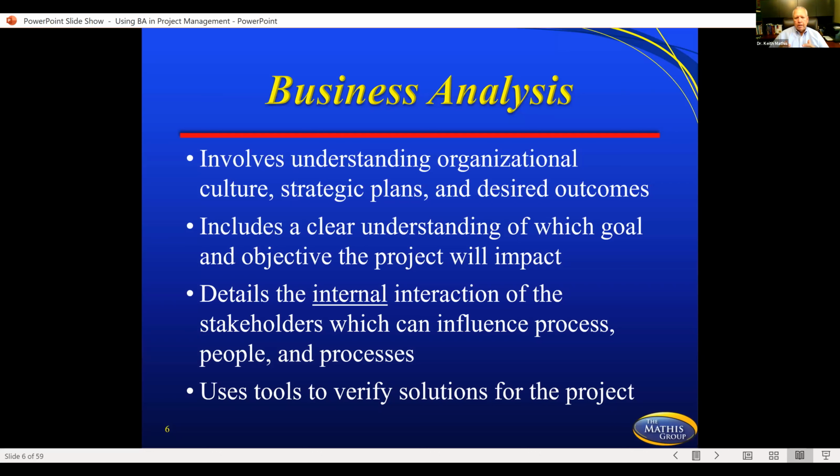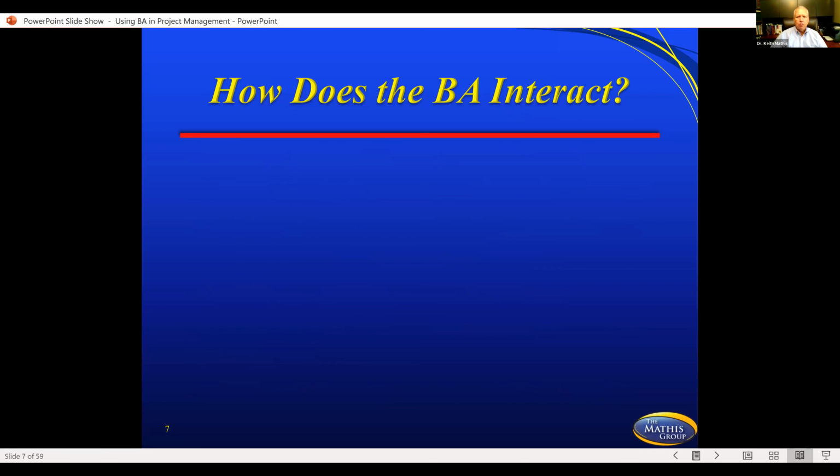So the business analyst is not just somebody sitting in a team meeting representing the customer by saying, here's what the customer wants. They are coming back to the team with solutions, with possibilities of how to solve some of the problems, because they're doing the analysis from the viewpoint of the customer. So how does the BA interact?